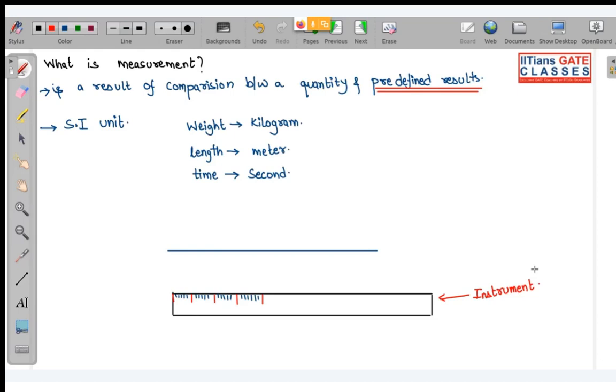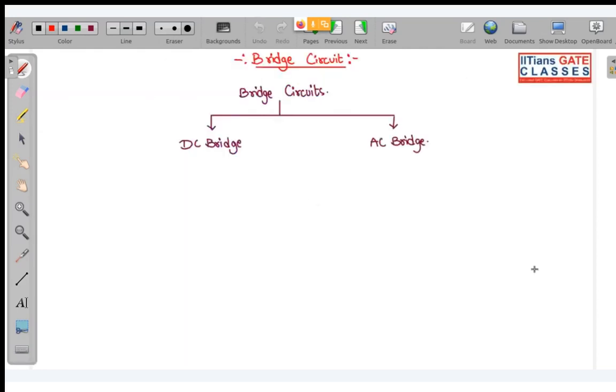Fine. So these were basic things, because I am always going to use all these terminologies, like measurement and instrument. So it is better to know all these things. Okay. So with this, we are going to start your bridge circuit. Now, what is this bridge?